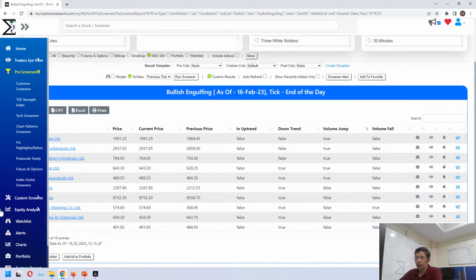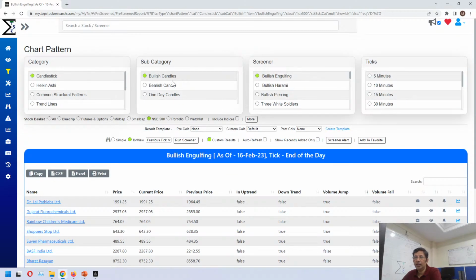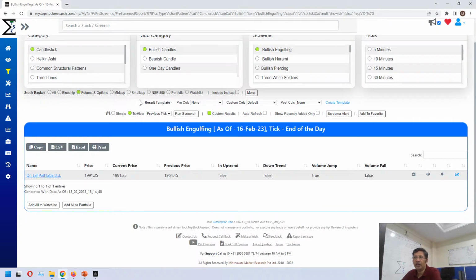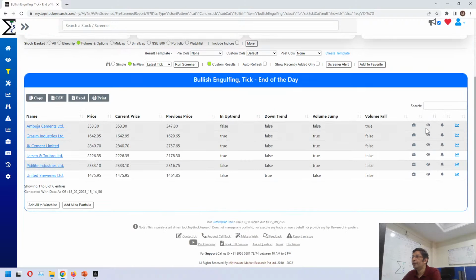These indicators, basically the candlestick patterns, there are quite a few candlestick patterns available here. You can work on any of the ticks, on any of the stock baskets. If you're looking at FNO stocks, you just go to FNO stocks. So there's only one which is with volume jump. Dr. Pathlab on the previous tick. Let's see on the latest tick, there are quite a few, right? With volume jump, they have these four ones, right?